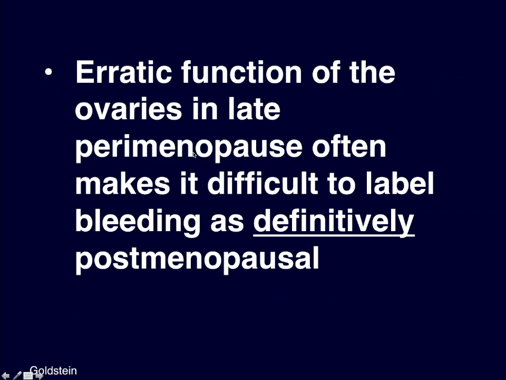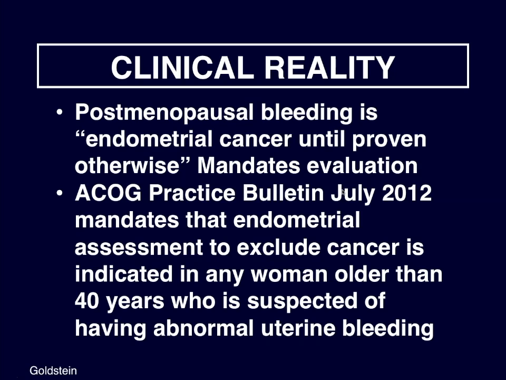The erratic function of the ovaries in late perimenopause often makes it very difficult to label somebody's bleeding as being definitively postmenopausal, but it may not really matter because we know from third year of medical school that a postmenopausal bleeder is, quote, endometrial cancer until proven otherwise, and this mandates evaluation. But the ACOG Practice Bulletin from July 2012 mandates that endometrial assessment to exclude cancer is indicated in any woman older than 40 who's suspected of having abnormal uterine bleeding.